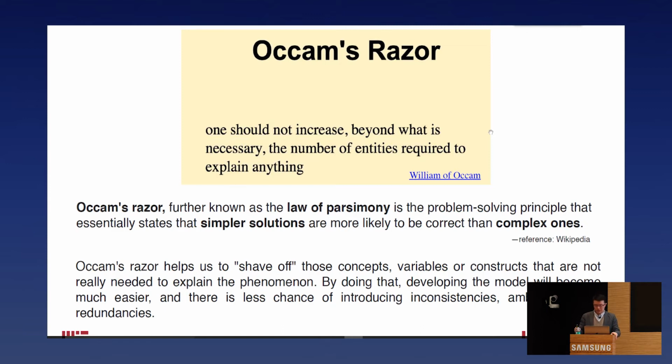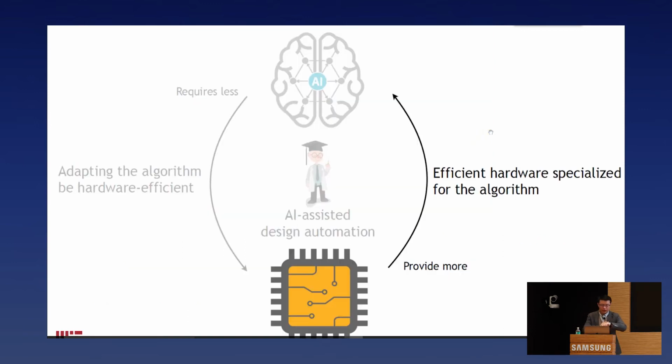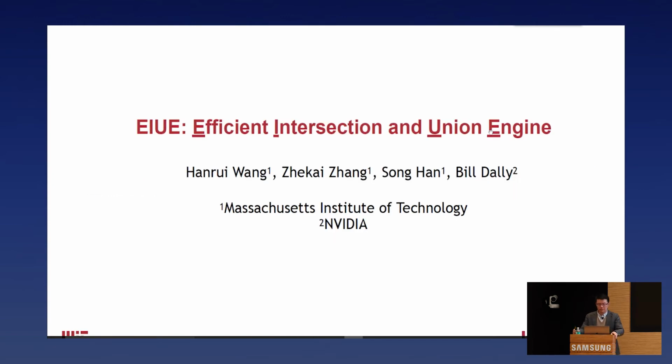All right, so having talked about efficient algorithms, let's talk about this bottom-up approach to design efficient hardware primitives specialized for the algorithm. So I will talk about recent work on the efficient intersection and union engine to accelerate the sparse applications, the sparse workloads.